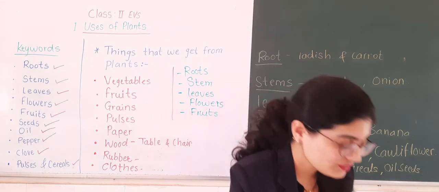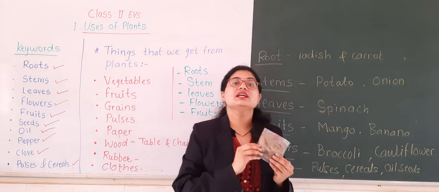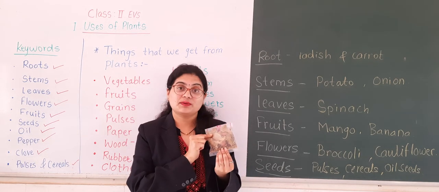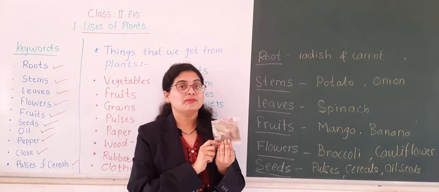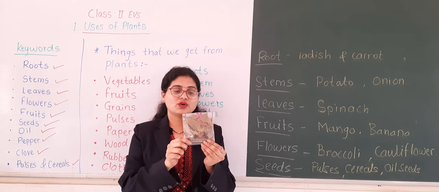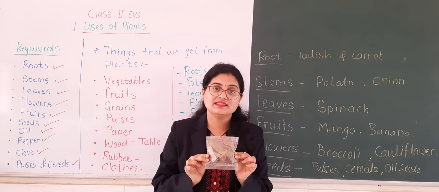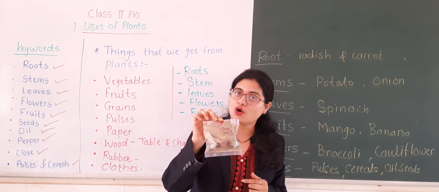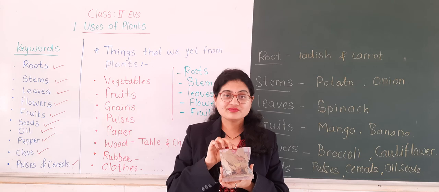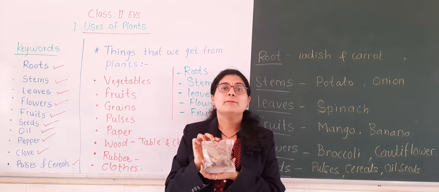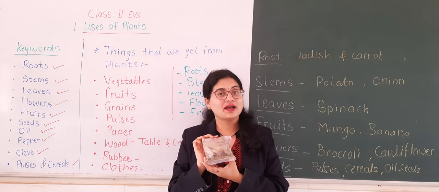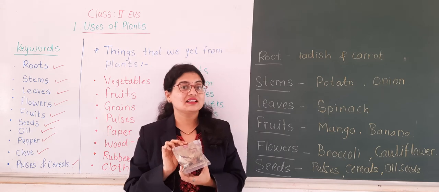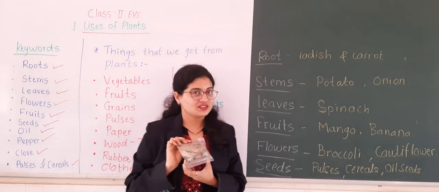Right, children? Okay. We also use different spices for cooking. Here I have tejpatta, cardamom, cinnamon, black pepper, and many more. Okay, so these are the different spices that we use in cooking. We also use these spices for medicine. And these are also different parts of a plant. We get spices from different plants, right?